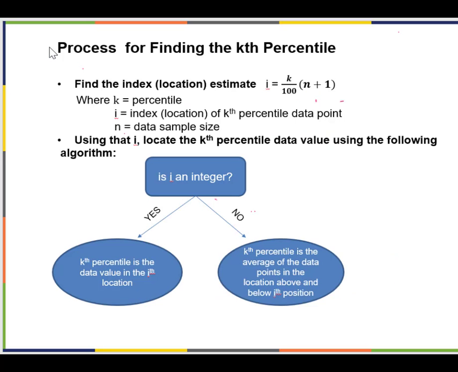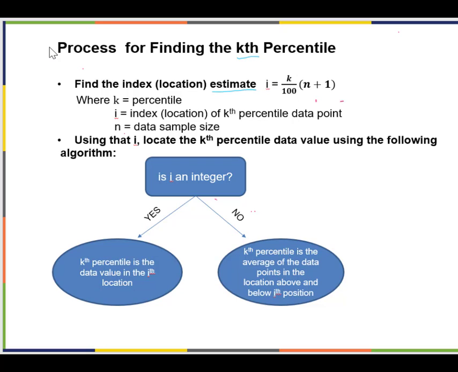The question that we're going to look at is how to find the kth percentile. If we have a list of data, how are we going to actually find a particular percentile within that data? What we do is we have to find its location, and so we're going to make an estimate. And the formula we use for this is i, which stands for the index, equals k, my percentile, over 100, times n, the number of data samples in my data set, plus 1. And this gives us a location estimate.